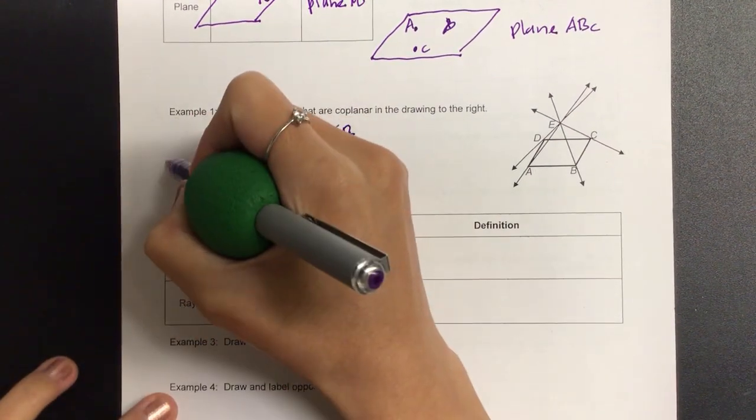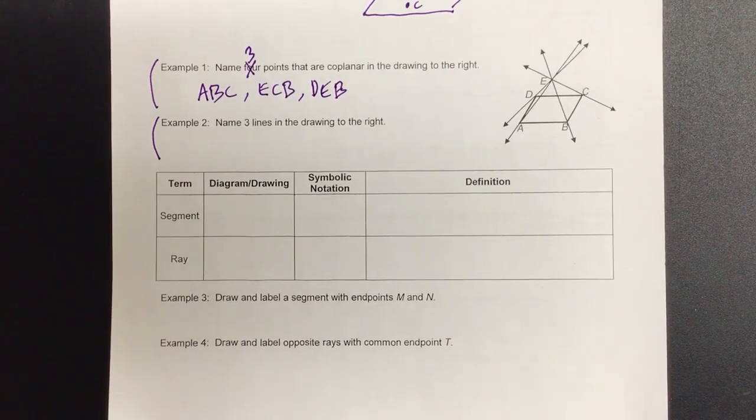Let's try example 2 with the partner. Go. So, and then you have to count them. That makes sense.